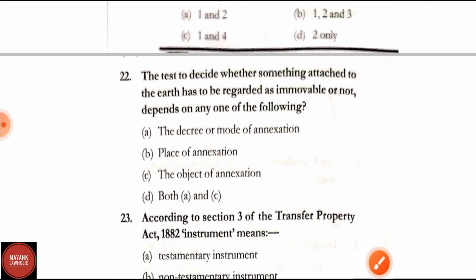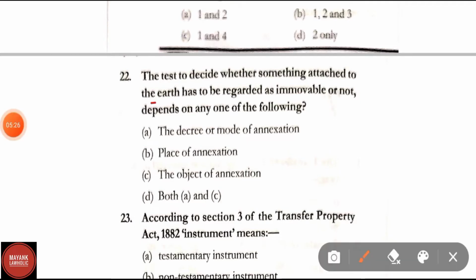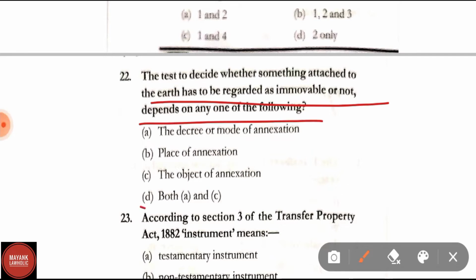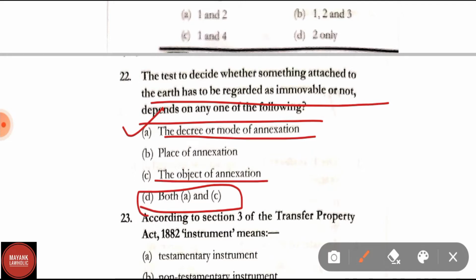Question number 22. The test to decide whether something attached to earth has to be regarded as immovable or not depends on any of the following: the degree or mode of annexation, place of annexation, the object of annexation. Correct answer is option D, both A and C, that is the degree or mode of annexation and the object of annexation. Question number 23.